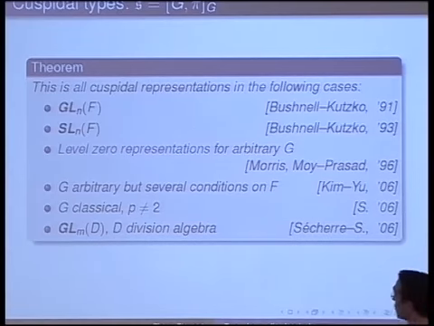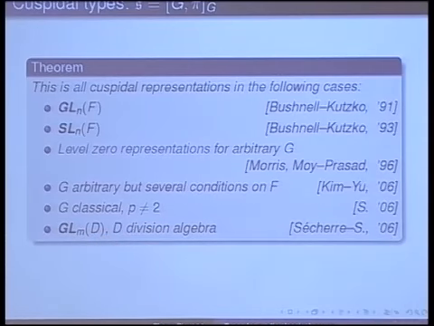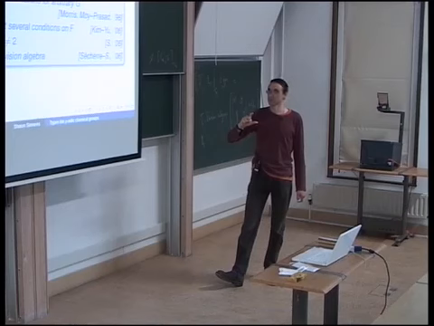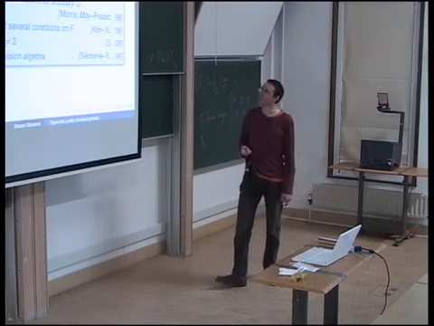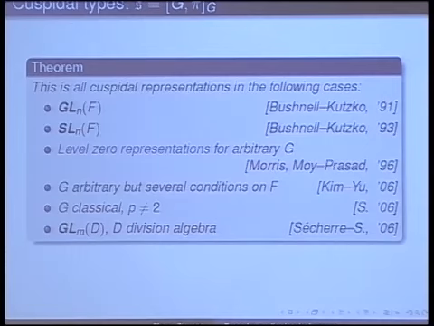There are also results for arbitrary group, not just level 0 representations, but with conditions on the field. So, for example, conditions of the sort that p has to be big compared to the size of the group, that it's not too ramified as well, and characteristic 0, I think. And so there are some constructions due to Yu which go back to 99, and then in 2006 Kim proved that at least with these extra conditions on the field, this gives all cuspidals.